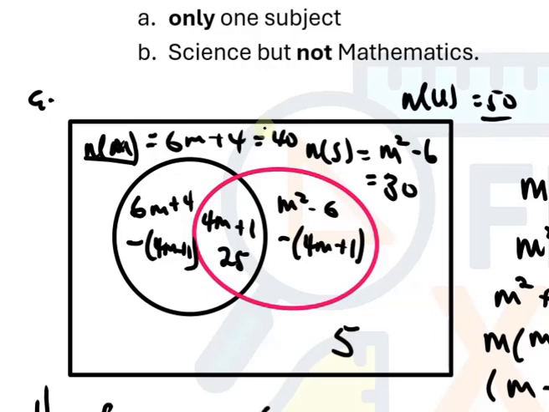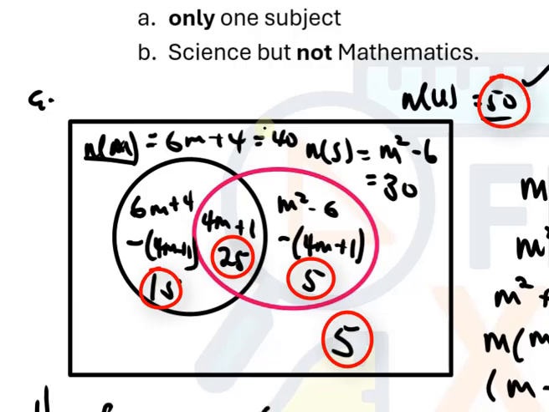Then when we do 40 minus 25, that will give us 15. So it means that the number of students that pass maths only is 15. And when we do 30 minus 25, that will give us 5. It means that the number of students that pass science only is 5. So when you put 15 plus 25 plus 5 plus 5 will give us 50. The pattern adds up beautifully.